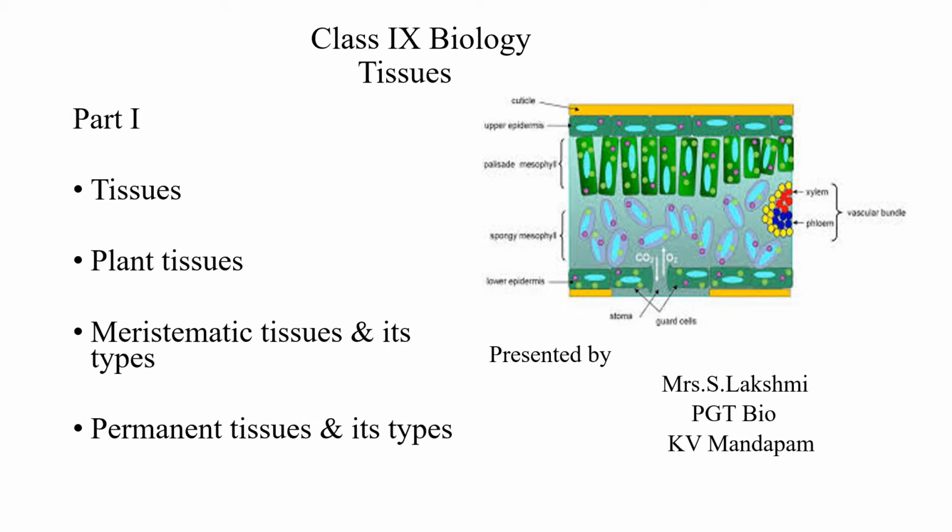The next one, lower epidermis, there we can see small opening, tiny pore, that is called stomata. It helps in exchange of gas and transpiration. Already you studied in lower class also about it. Then here you can see xylem and phloem, together called vascular bundle. It helps in conduct of water and food.